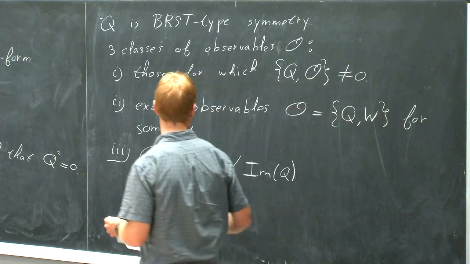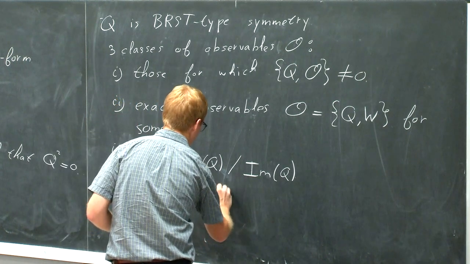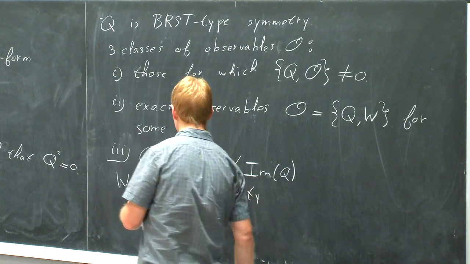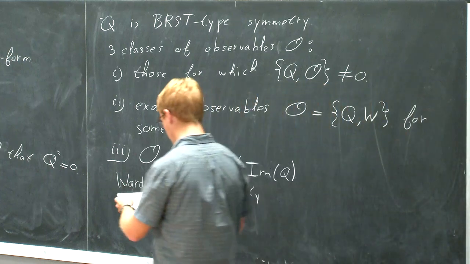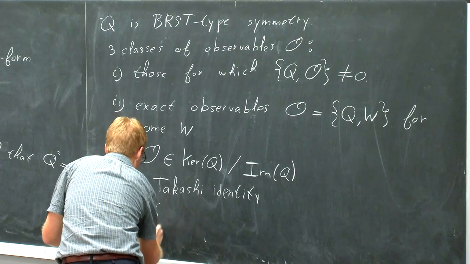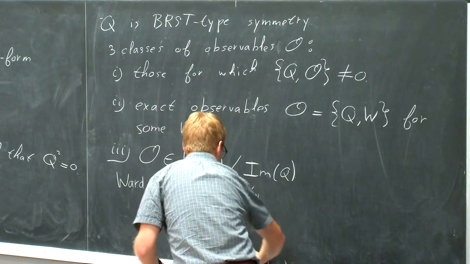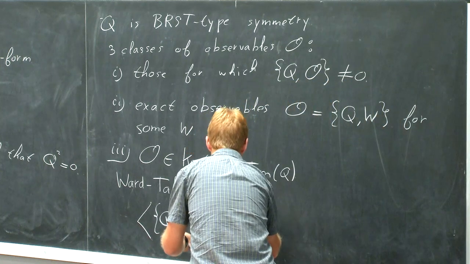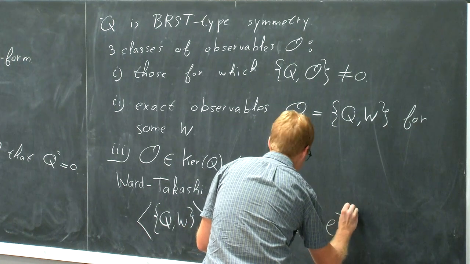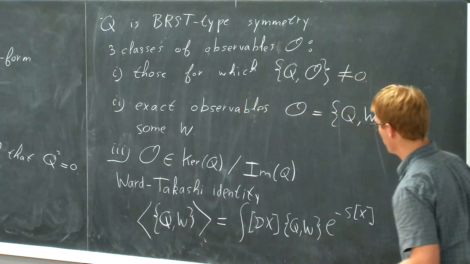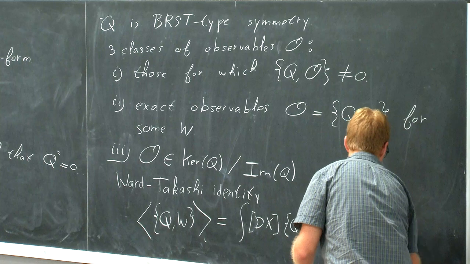Now this Q is a global symmetry, and there is a famous statement of quantum field theory, the Ward-Takahashi identity, that the correlation functions of a Q exact observable should in fact be zero. So if you determine the correlation function of Q W, a Q exact observable, let me write it on the left hand side, although this may not be well defined, on the right hand side we get a path integral dX with the insertion of this operator, e to the minus S of X, where X represents all the fields of the theory. The general statement in quantum field theory is that this is equal to zero.